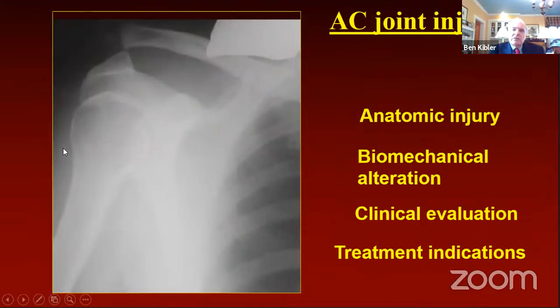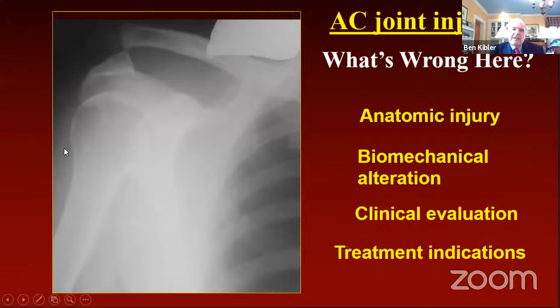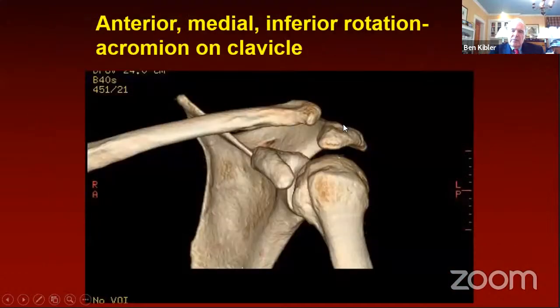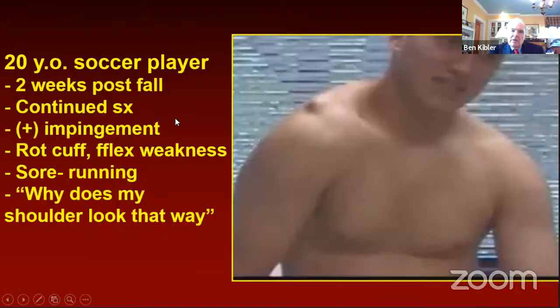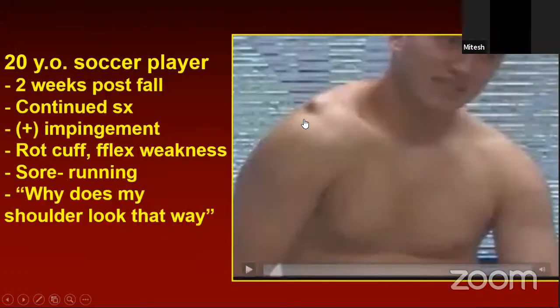Okay, let's talk about AC joints. What's going on here? What is the injury? What is the problem here? The scapula goes down. The clavicle does not go up. The scapula goes down. You have loss of all of the ligamentous structures. And once again, on 3D CT, you can see this is inferior and medial, but also this rotation. That's the problem. So here's a soccer player with this abnormality.